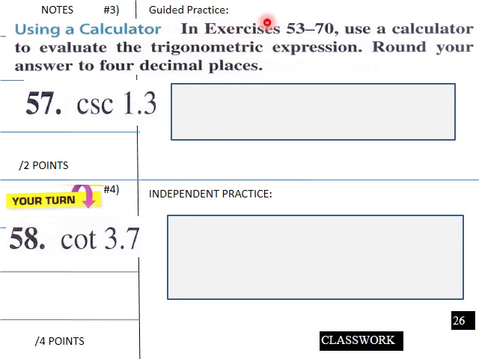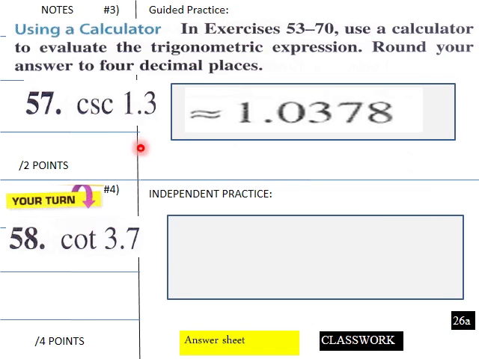Okay, let's try this now. Use the calculator to evaluate the trig expression. Round your answer to 4 decimal places. So let's try cosecant of 1.3 and then cotangent of 3.7. So for cosecant of 1.3, you should get 1.0378. So cosecant is the reciprocal of sine. So it'll be 1 over sine 1.3, and you should get this here.